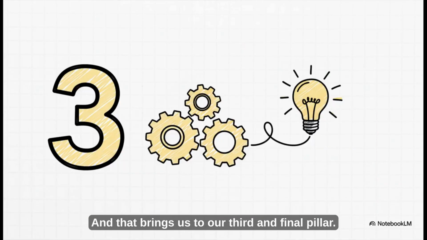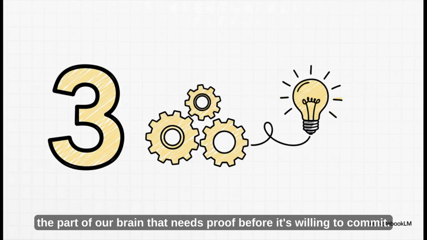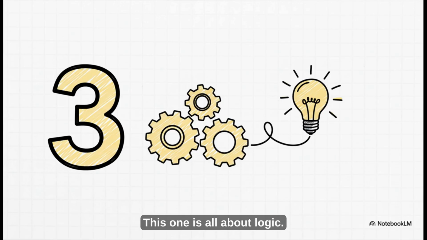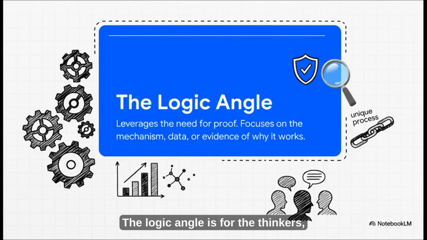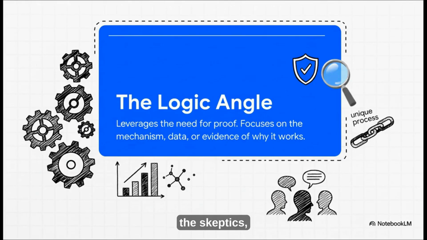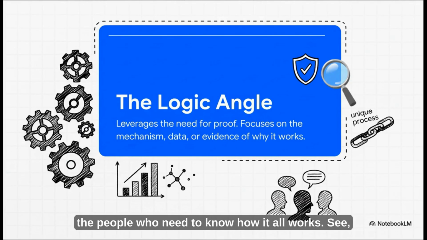And that brings us to our third and final pillar. This is the one that appeals to our rational side, the part of our brain that needs proof before it's willing to commit. This one is all about logic. The logic angle is for the thinkers, the skeptics, the people who need to know how it all works.